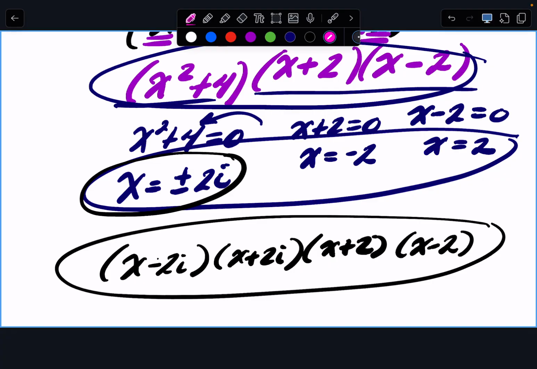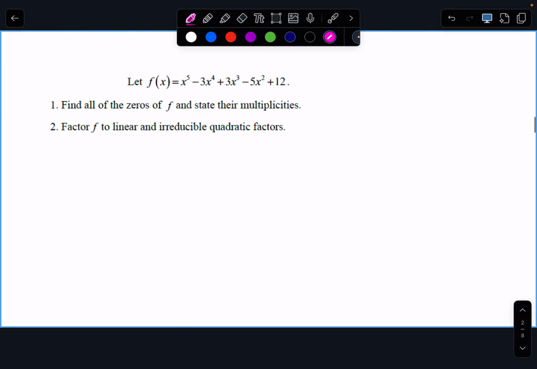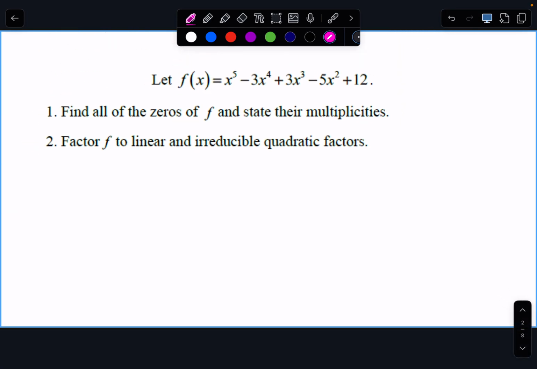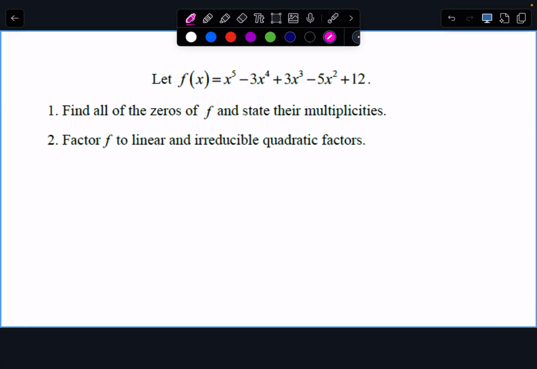Okay, good stuff. All right, let's just start. Here we go. So look at this problem. They actually like these on the test. There's always around 3 of these solving ones on the test. Find all of the zeros and state their multiplicities. So we don't know how to factor anything with a power of 5 and with that many terms. So we're going to do the P over Q method. We're going to do the rational root theorem. Remember, P is the constant, Q is the leading term.